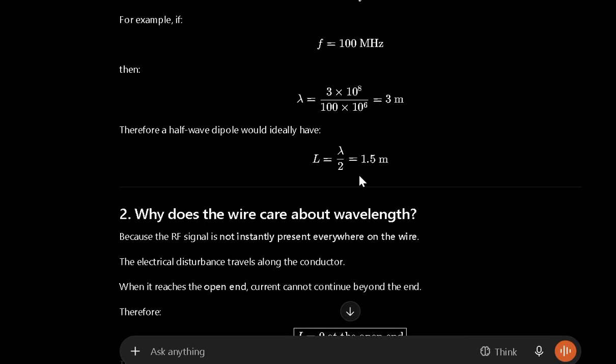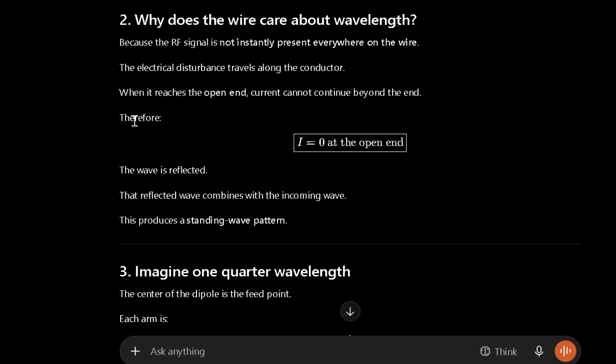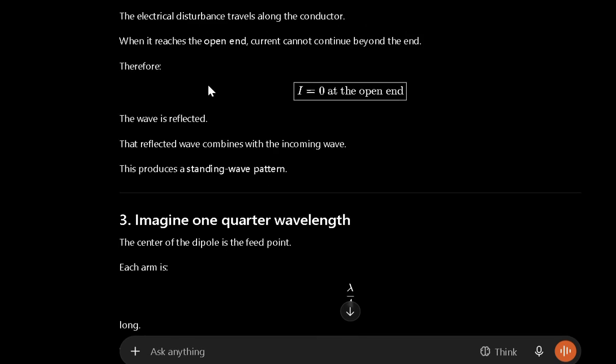So we got lambda by 2 equals 1.5. Now, the RF signal is not instantly going everywhere into the wire. So the wave is reflected. The reflected wave combines with the incoming wave. We read in transmission lines how the standing wave is produced. This produces a standing wave pattern.